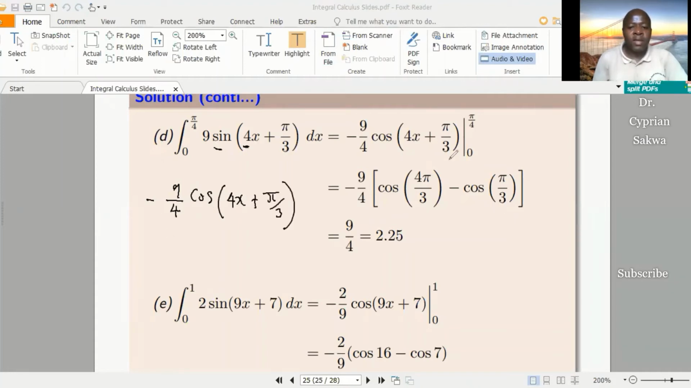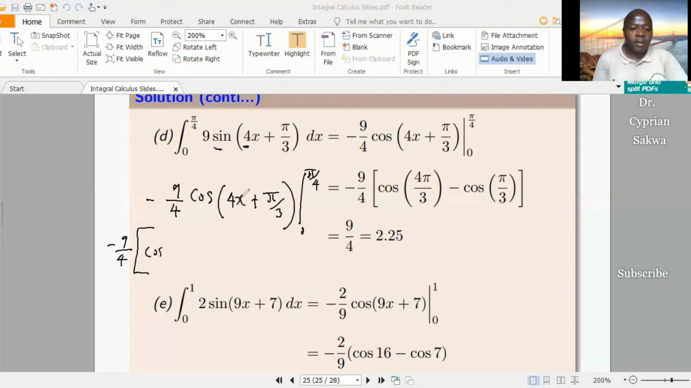Now, that is not done. We've already integrated this, and so we want the limits to run from 0 to pi out of 4. Let me first of all write it as negative 9 out of 4, and open these larger brackets.